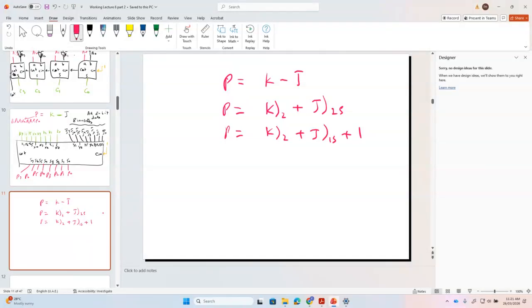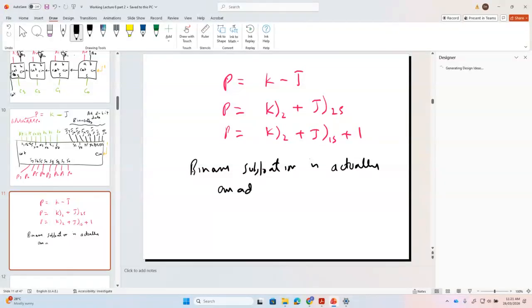So a binary subtraction is actually an addition operation. And how can we do the subtraction? Subtraction can be done by computing the 2's complement of the number and adding it. I hope I answered your question. Yes. Okay, do you have any question now? Is it clear? Yes, it's clear.